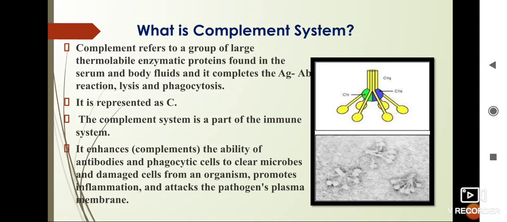The complement system is a part of our immune system. Whenever any antigen or foreign particle comes into the body, as the immune system works, the complement system plays a very important role. It enhances the ability of antibodies and phagocytic cells to clear microbes and damaged cells from an organism. It also promotes inflammation and attacks the pathogen's plasma membrane.